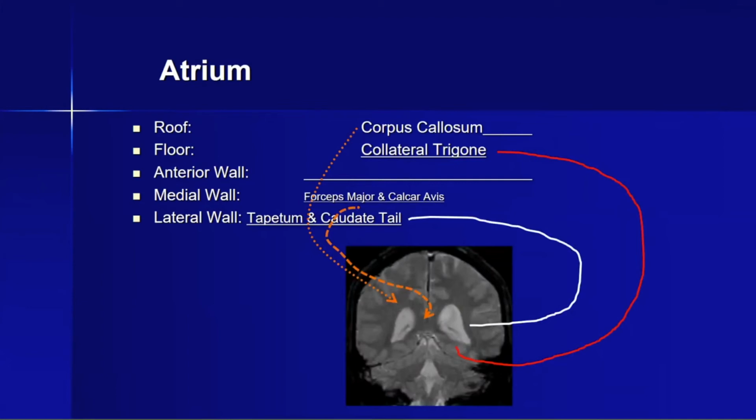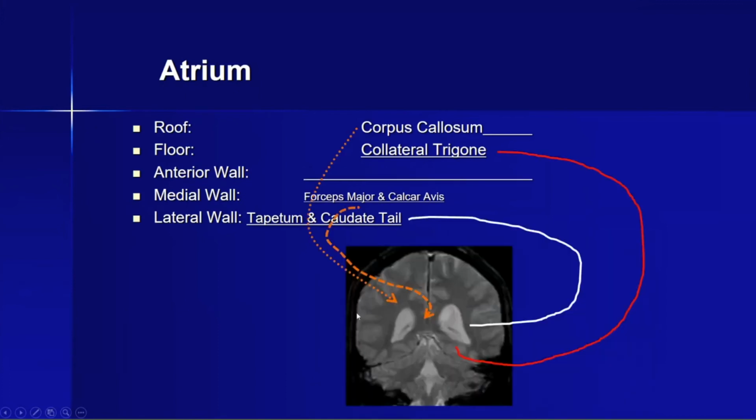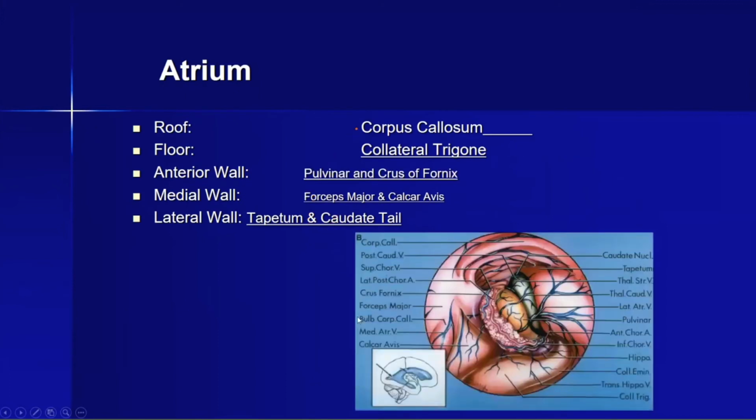The medial wall is made up by forceps major, which is one of the major white matter tracts that cross over posteriorly, and the calcar avis, which is the indentation of the calcarine sulcus. That's really important to bear in mind, and I'll circle back to this point in just a bit. And then the lateral wall, which would be made up by tapetum, which are white matter fibers, and the tail of the caudate.